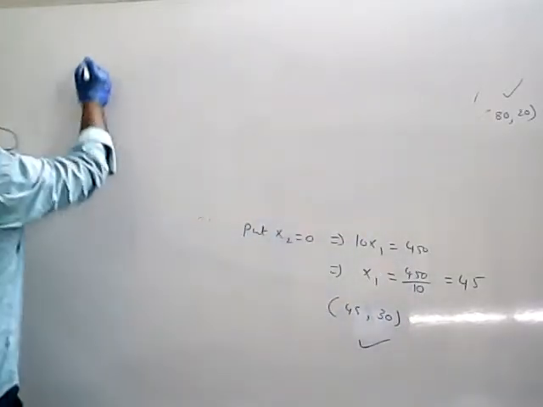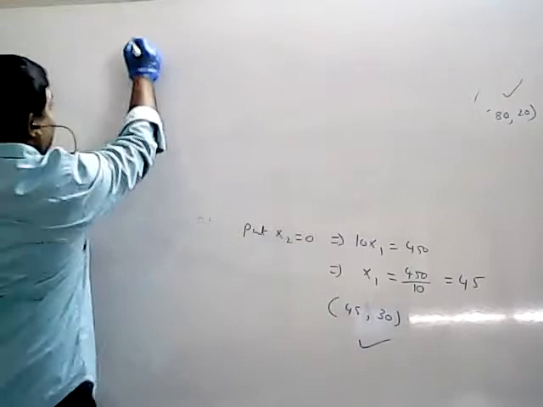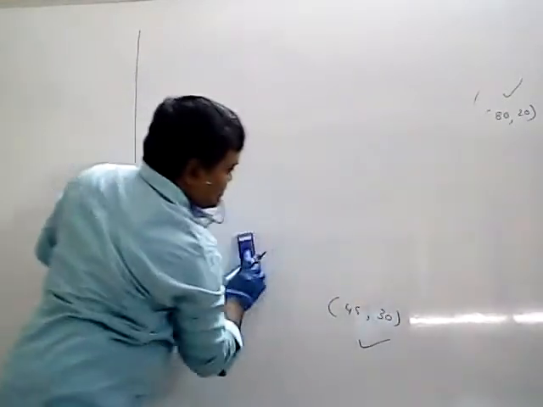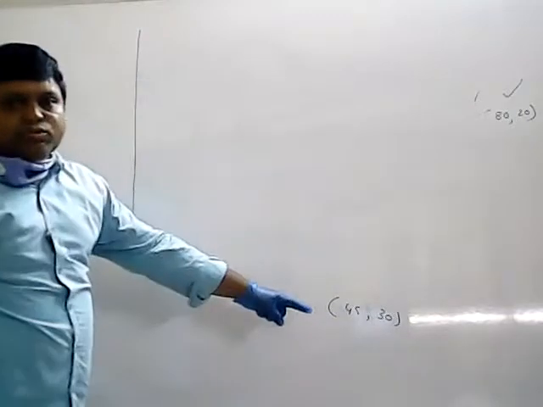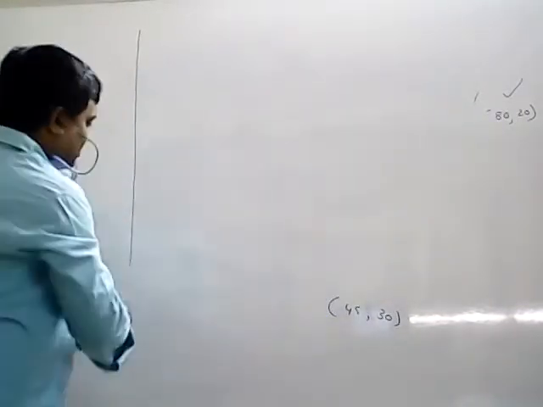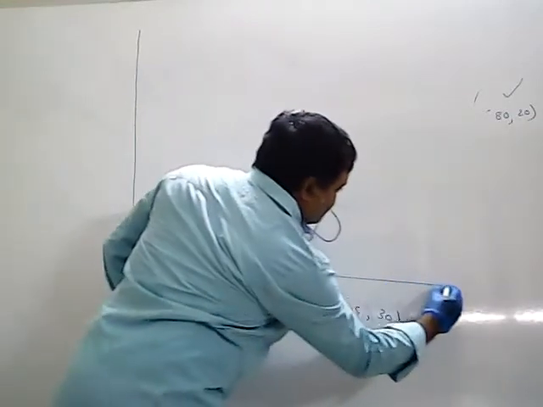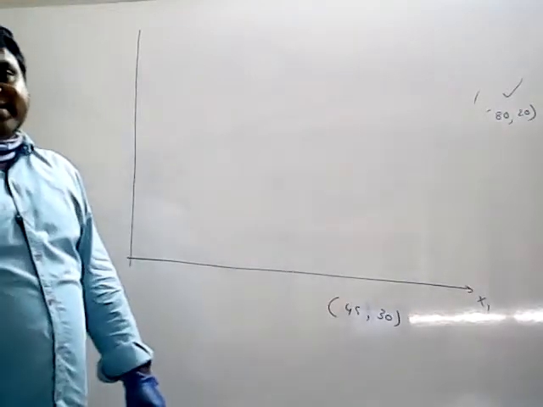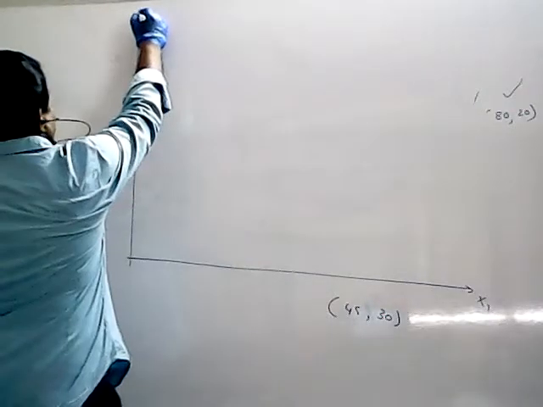So now I will draw the graph, and you have to see the graph. This is the graph I am drawing. Now I know the points: these are the 2 points you have, 80, 20, and then 45, 30. So I have to draw the graph. This is the x1 axis. Generally you take the x and y axes, so I am taking x1 and x2. This is x2.